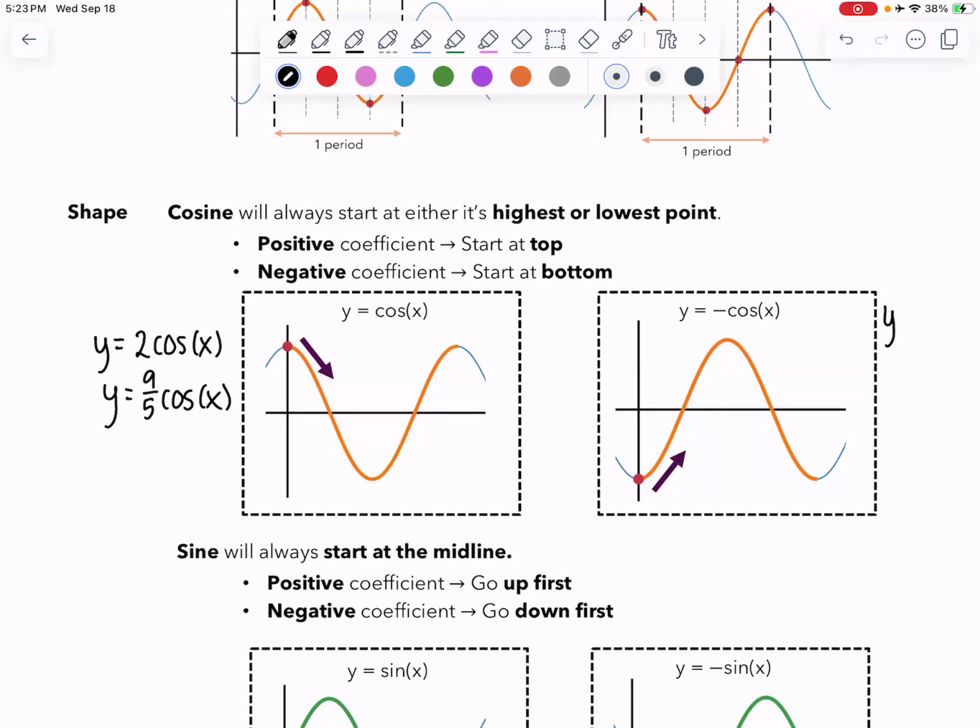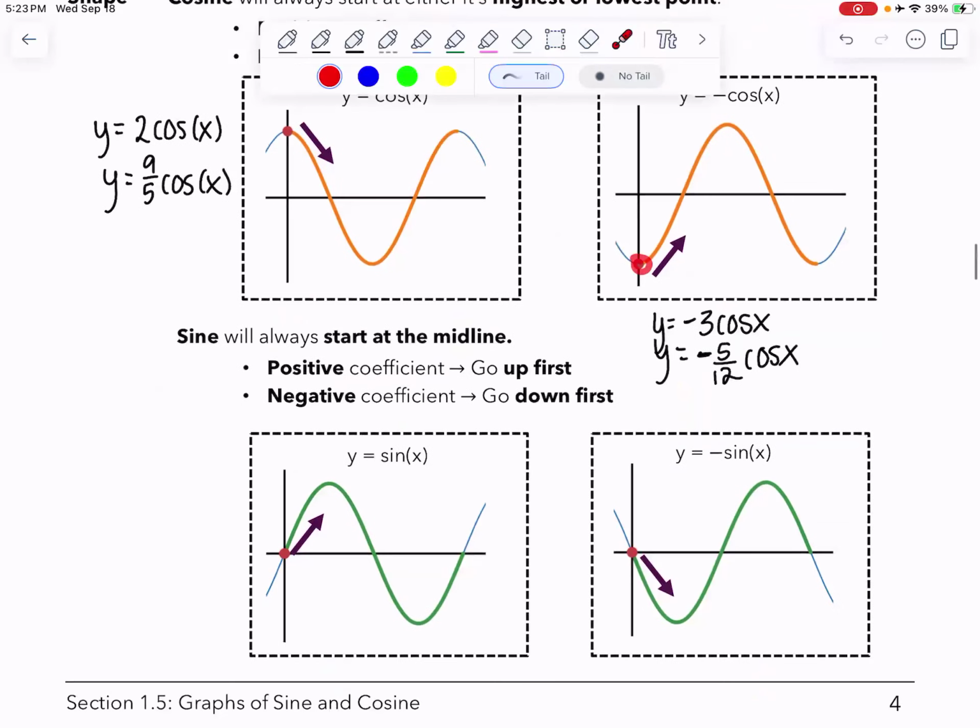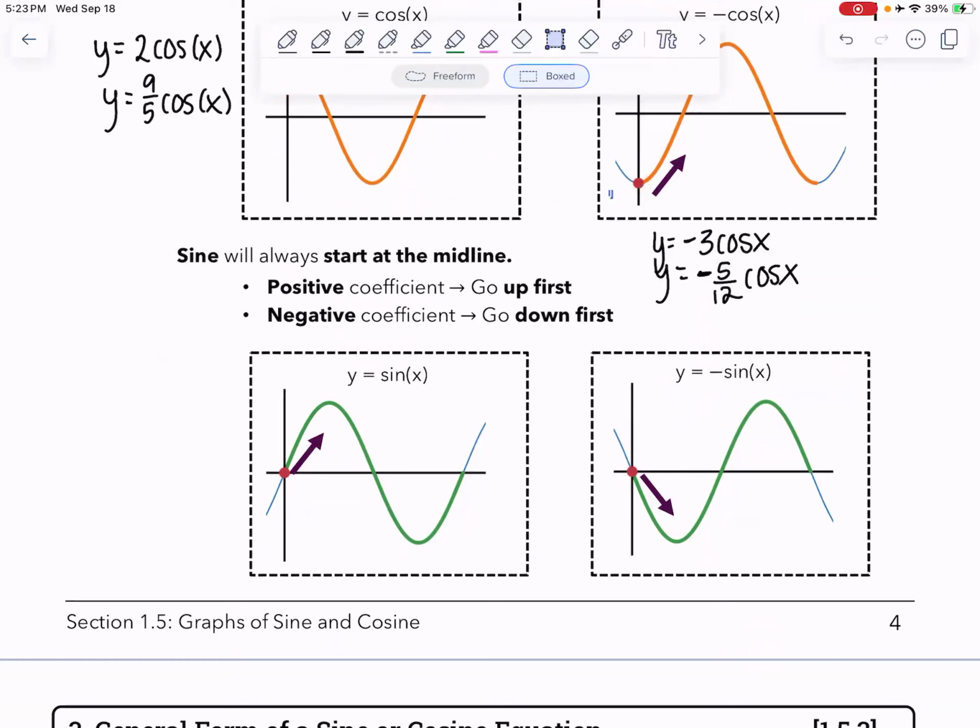For the negative version, you'd have something like, maybe I'll move it over here. There's just no room. Down here is where I'll move it. Didn't leave enough room on this page. Something like -3 cosine x, or -5/12 cosine x. The key thing is that there is a negative out front. If it's a negative out front, you start at the bottom.